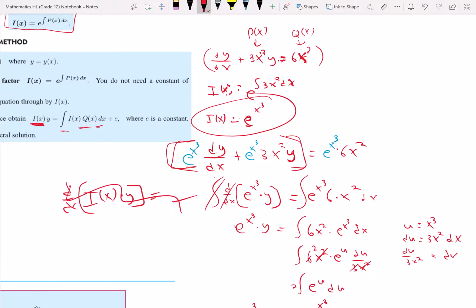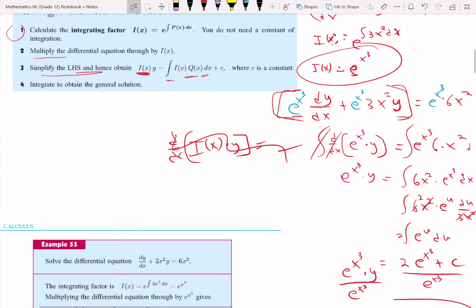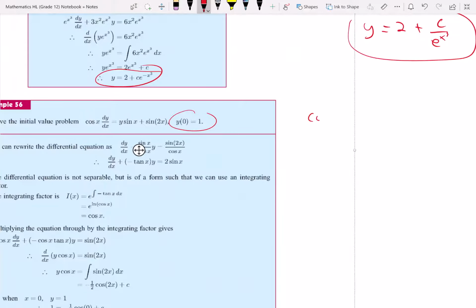Okay, and remember this is a general solution. We need some initial conditions for a particular solution, which they don't give in this one. Let's look at the next one. This one's going to give us a particular solution. I'm going to go ahead and write it over here and take you step by step through it.